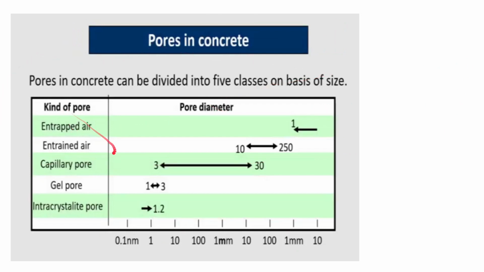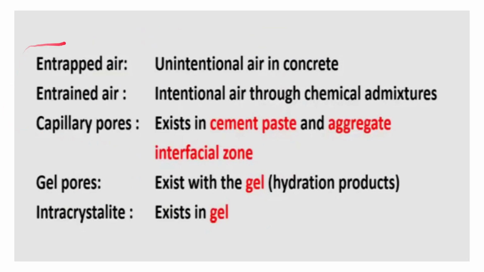Basically those pores can be categorized into 5 types. These are the sizes: entrapped air, entrained air, capillary pore, gel pore, and intracrystallite pore. So let us find out what the definitions are. Entrapped air is basically the pores due to the unintentional presence of air in concrete.